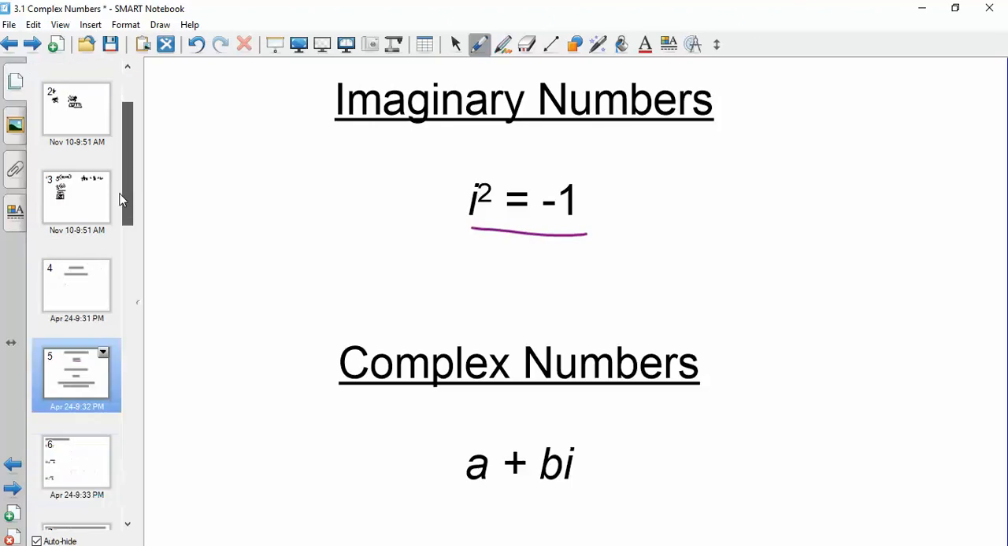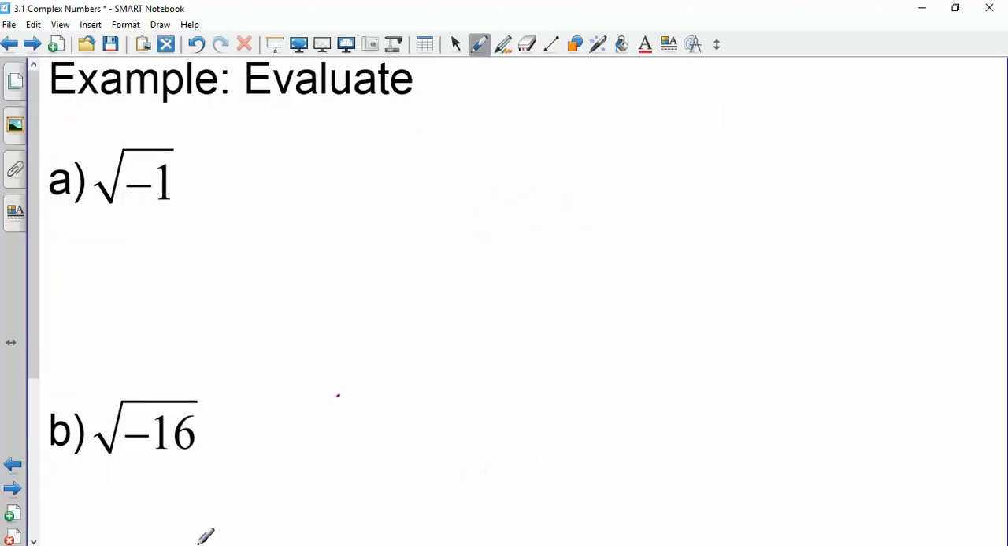Our first example. If I give you the square root of -1, anytime there's a negative under a radical, we automatically have to put an i. So all this essentially means is you would take out an i, if you pull out the negative it becomes an i, and then it's just i times the square root of 1. But what is the square root of 1? 1. So i times 1 is just i. So the square root of -1 would just turn into an i.